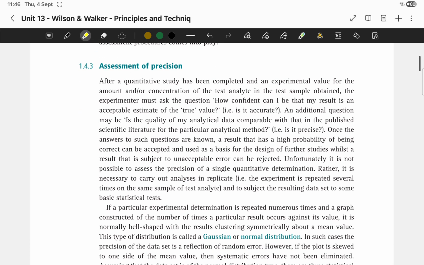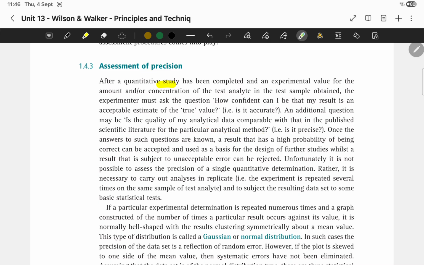Assessment of precision. After a quantitative study has been completed and the experimental value of the amount or concentration of the test analyte in the sample obtained, the experimenter must ask the question, how confident can I be that the result is acceptably close to the true value? Is it accurate? In addition, is the quality of my analytical data comparable with the published scientific literature for a particular analytical method?